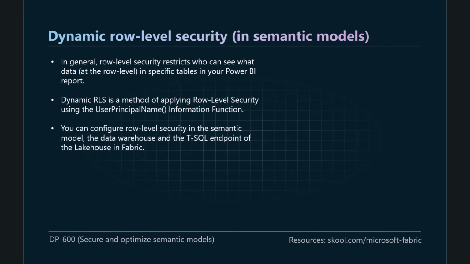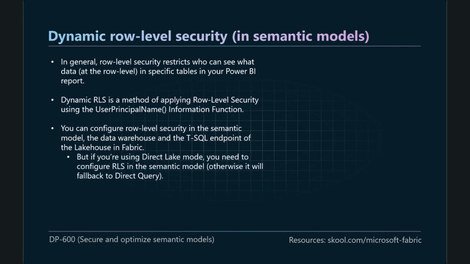Now, you can configure row-level security in the semantic model, the data warehouse, and the T-SQL endpoint of the Lakehouse in Fabric. But if you're using direct lake mode, then you want to be configuring row-level security in the semantic model. Otherwise, you're going to be falling back to direct query mode. And in general, the whole OneSecurity model in Fabric is still kind of under construction. So where we are currently, I would recommend just using the conventional semantic model row-level security.